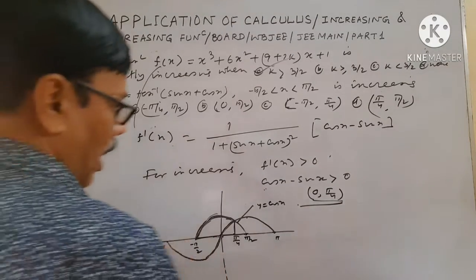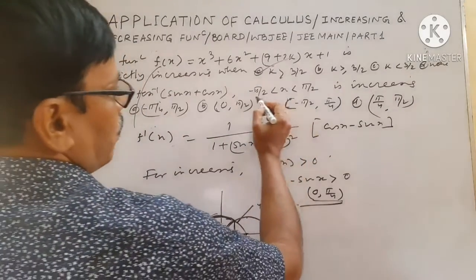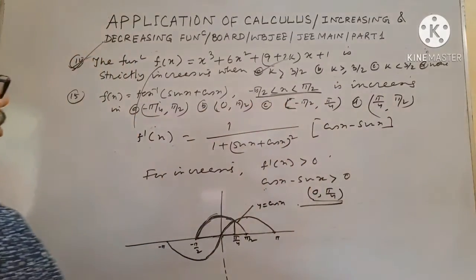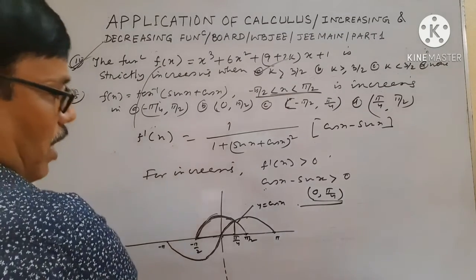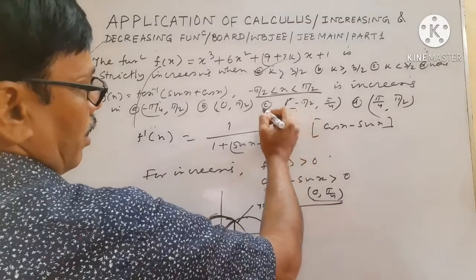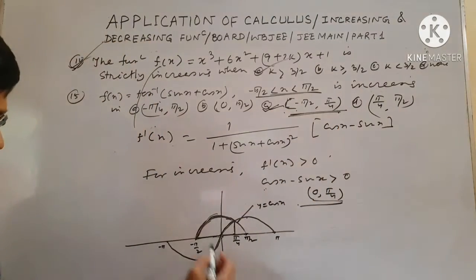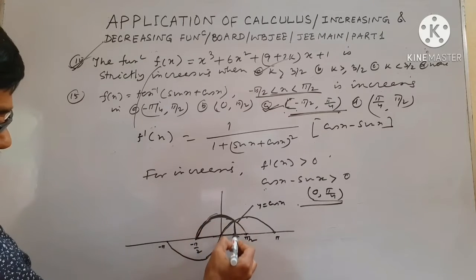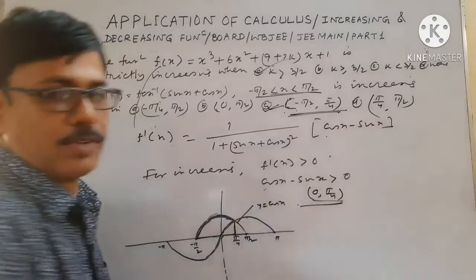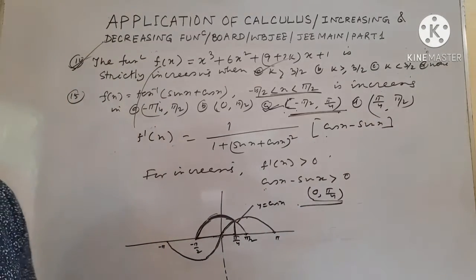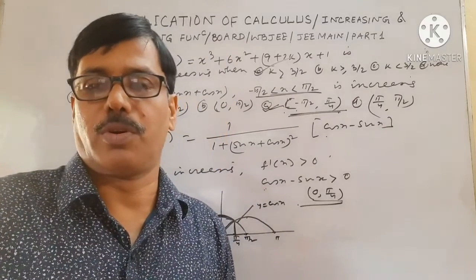So from the graph, if it is minus pi by 2 to plus pi by 2, the answer will be C: minus pi by 2 to plus pi by 4. Cos x greater than sin x, so cos x minus sin x greater than 0. So this is also a most important problem.